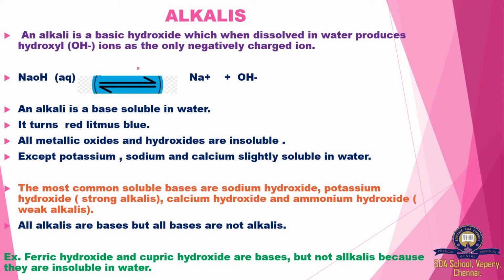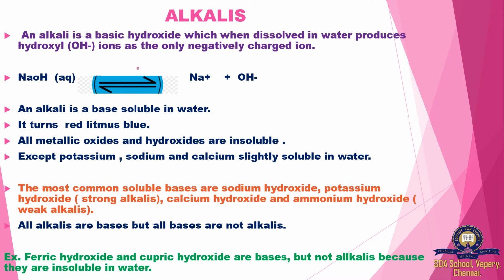Our next topic is alkalis. An alkali is a basic hydroxide which, when dissolved in water, produces hydroxyl OH- ions as the only negatively charged ion. Here we take the alkali sodium hydroxide in aqueous solution. When we dissolve it in water, it gives a sodium ion as well as an OH- ion. This reaction is reversible. An alkali is a base soluble in water. It turns red litmus blue.